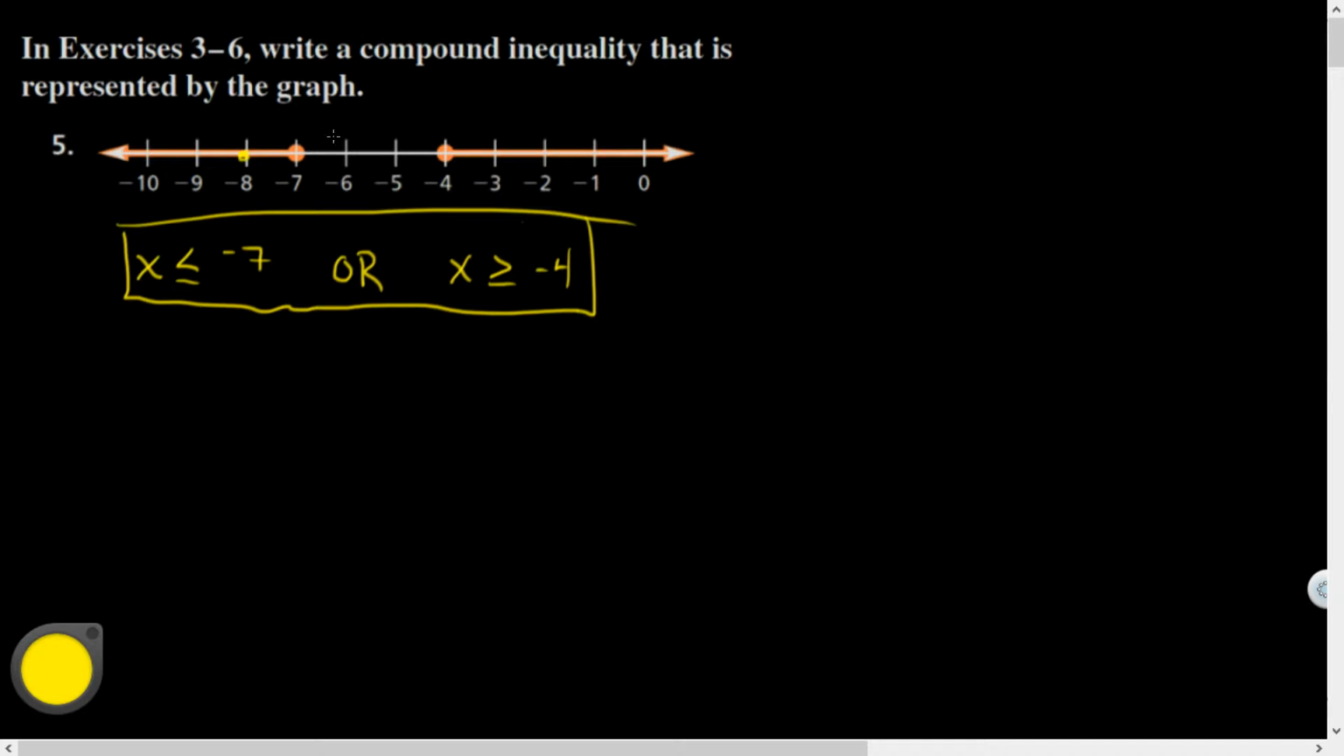Yes. And we talked about yesterday that typically your OR graphs are shaded away from one another, whereas AND graphs, I believe our word was together. The word of the day yesterday was together.